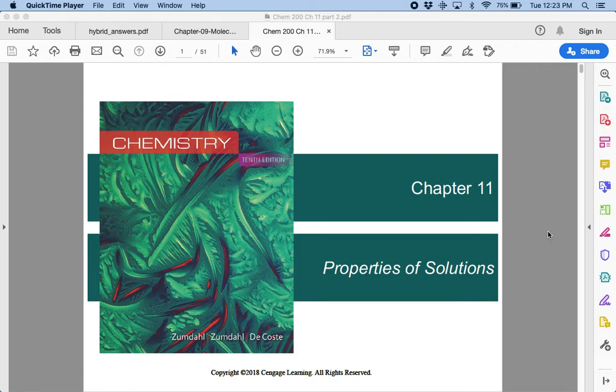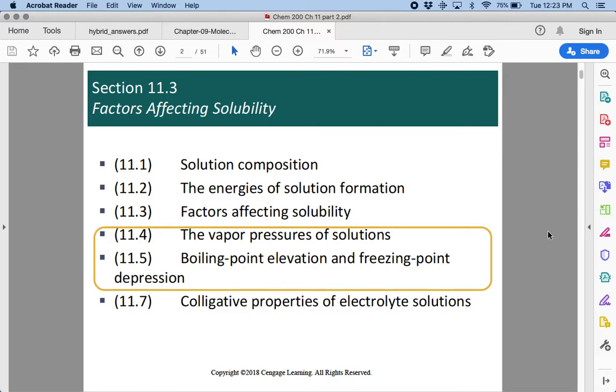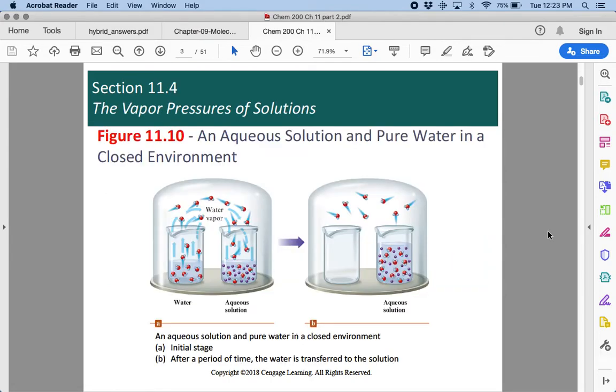For Chapter 11, Properties of Solutions. Primarily today we'll be talking about vapor pressure in solutions. So we're going to go into a little more detail than we did in Dalton's law, and we're also going to be talking about boiling point elevation and freezing point depression.